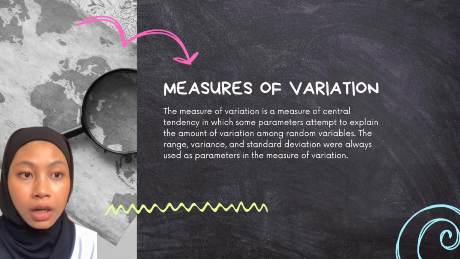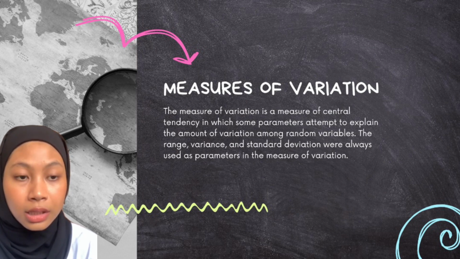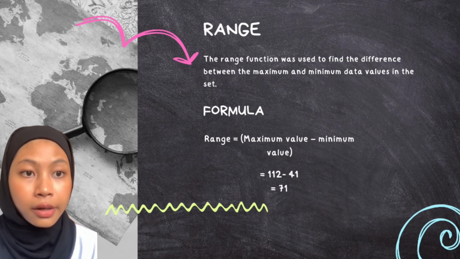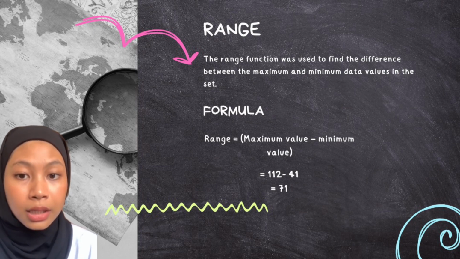Next is measures of variation. The measure of variation is a measure in which some parameters attempt to explain the amount of variation among random variables. The range, variance, and standard deviation are the parameters used in the measure of variation. Range. The range function was used to find the difference between the maximum and minimum data values in the set. This is the formula for the range, which is maximum value minus minimum value, and we got the total for the range as 71.